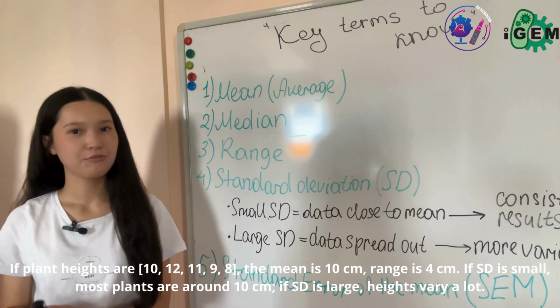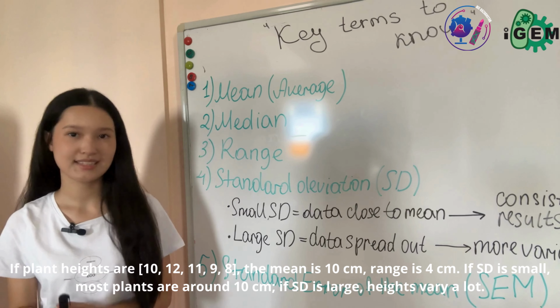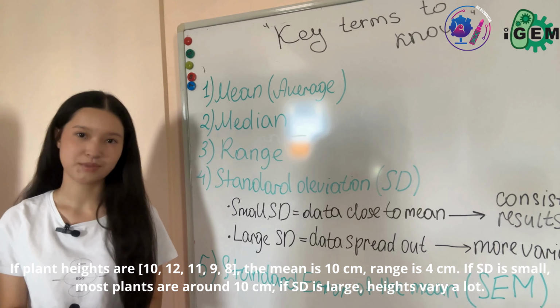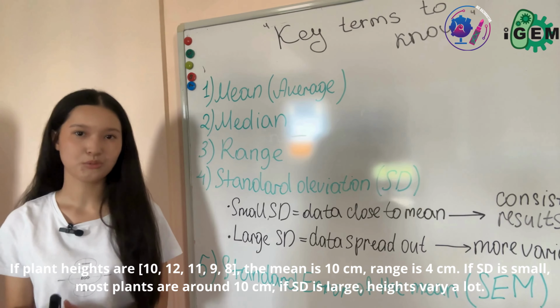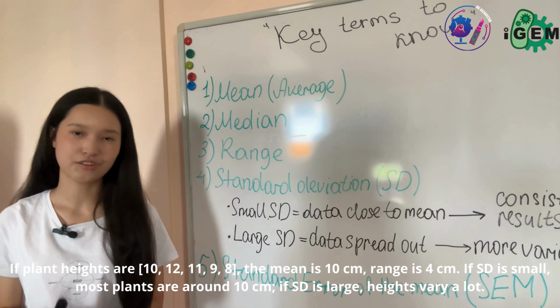For example, if plant heights are 10, 12, 11, 9, and 8, the mean is 10 centimeters, and the range is 4 centimeters. If SD is small, most plants are around 10 centimeters. If SD is large, heights vary a lot.